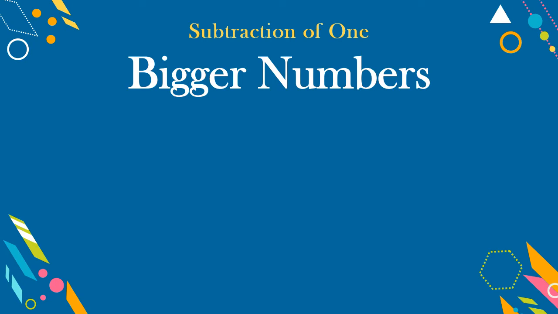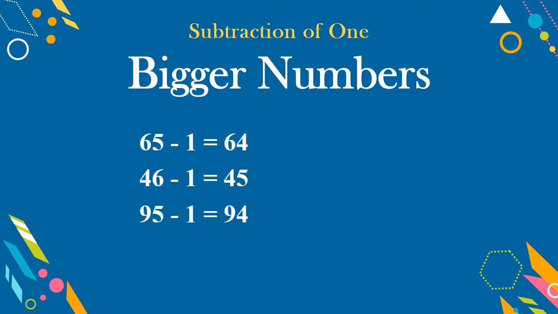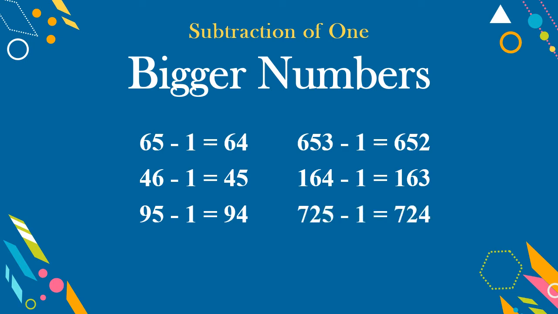Now for bigger numbers, we can write 65 minus 1 equals 64. 46 minus 1 equals 45. 95 minus 1 equals 94. 653 minus 1 equals 652. 164 minus 1 equals 163. 725 minus 1 equals 724.